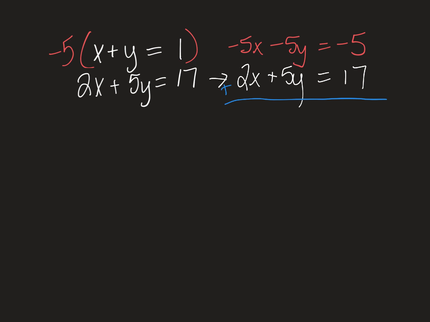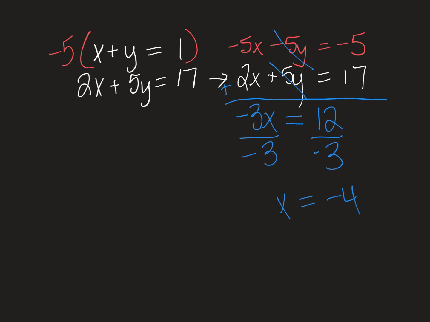Either way would work. So negative 5 plus 2 is negative 3x, and negative 5y and positive 5y cancel. And then negative 5 and 17 is 12. You were only 3 numbers short. Close enough. So then x is negative 4.